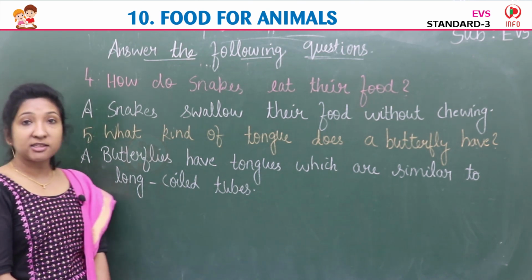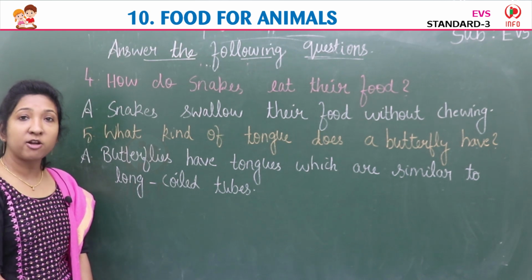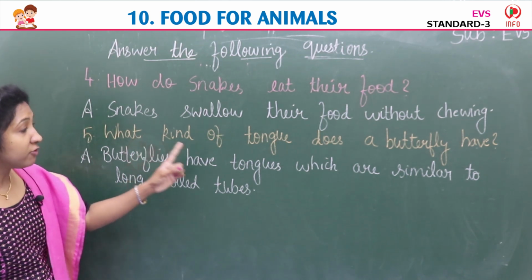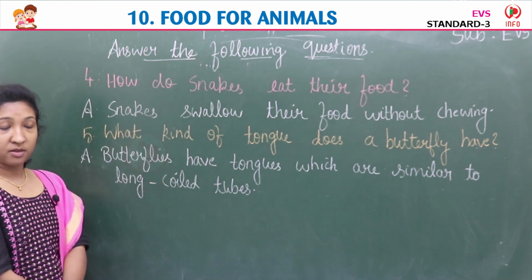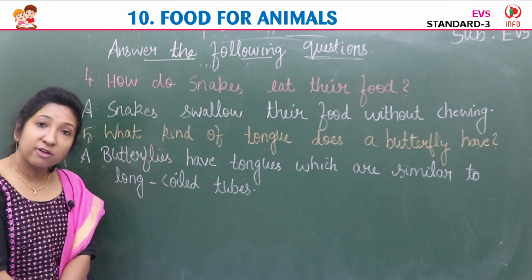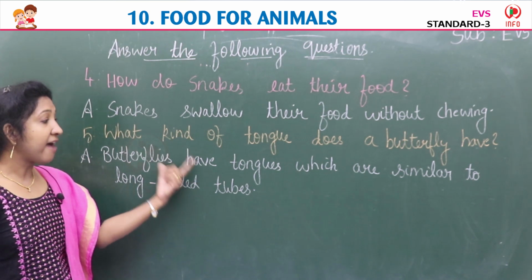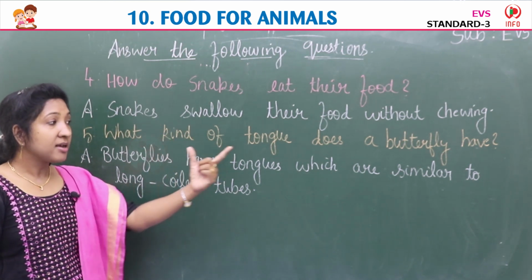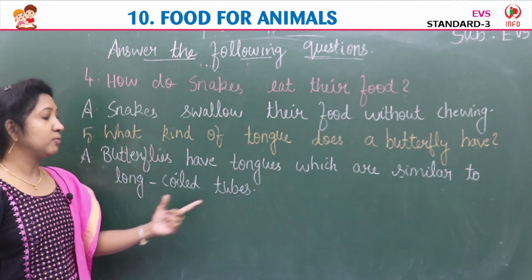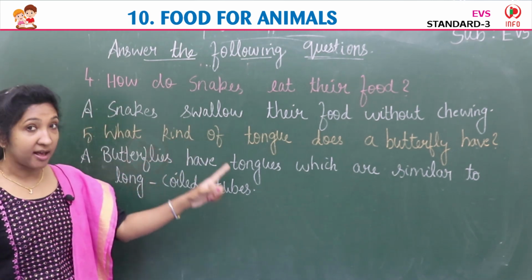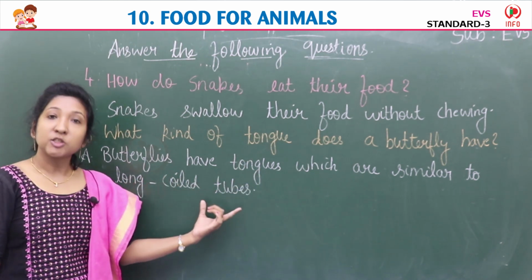Okay, now the next question, the fifth question. What is the fifth question, children? Come on, read. What kind of tongue does a butterfly have? Do you know what kind of tongue a butterfly has? Yes, we learned, isn't it? Butterflies have tongues which are similar to long coiled tubes.